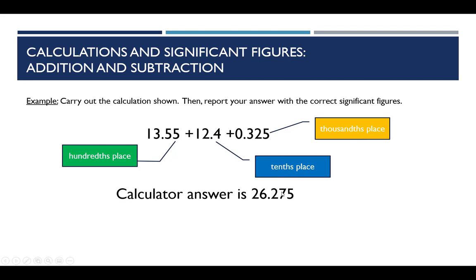We're going to round this value here to the tenths place. So 26.2, the 7 tells me we need to round the 2 up to a 3. So 26.3 would be the final answer.